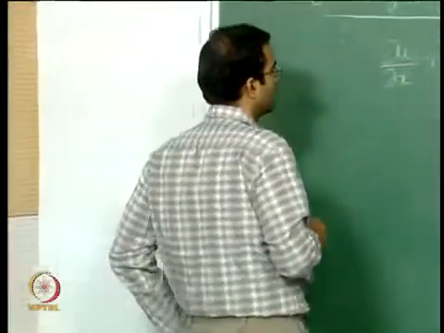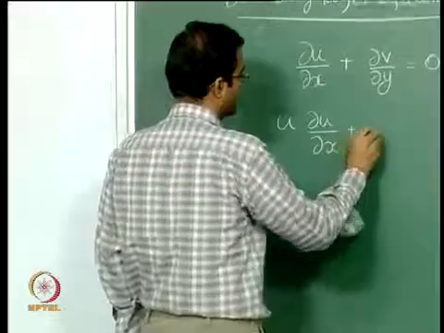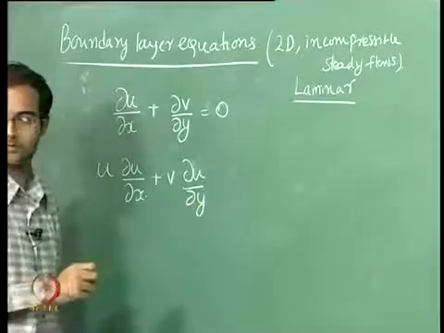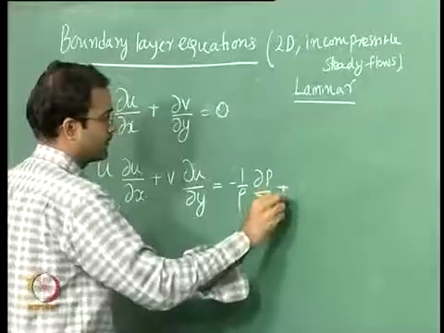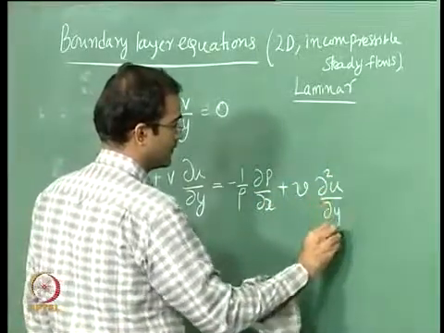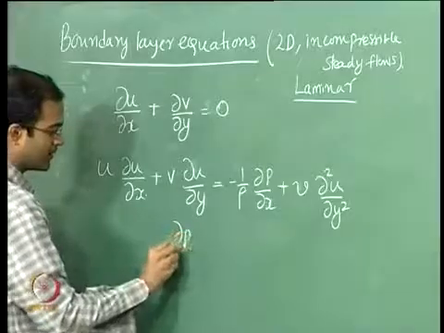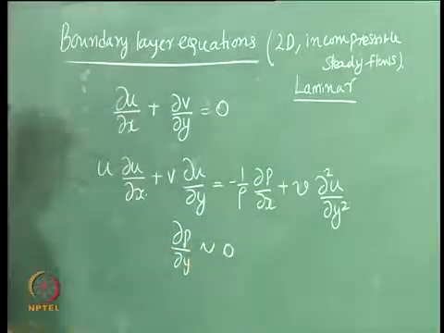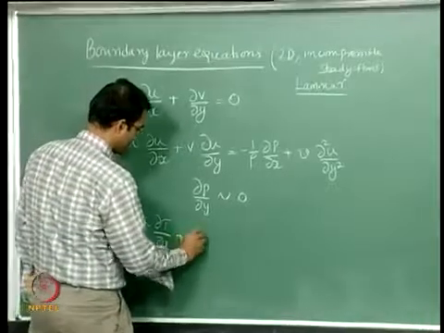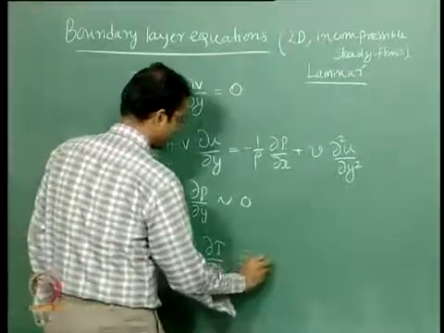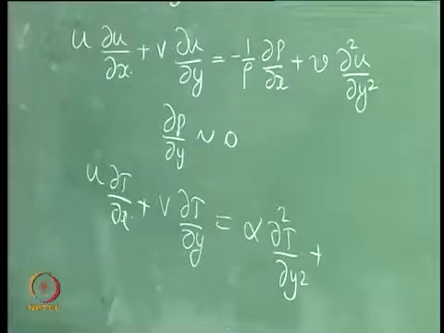So this is the continuity equation. This is your momentum, only your x momentum stays, your y momentum tells you that dp by dy is approximately 0, and finally your energy equation. So what should be the viscous dissipation term here?